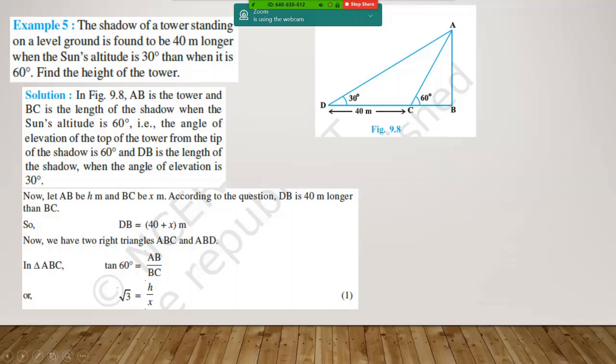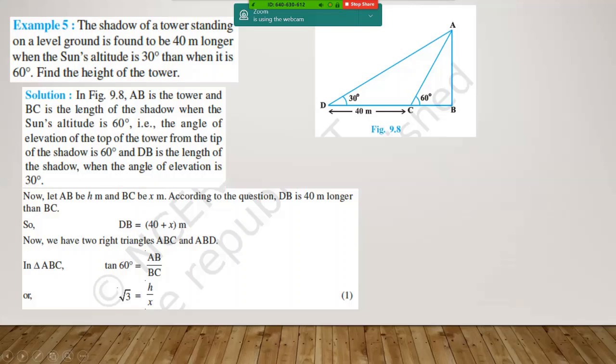So we have to find AB. Okay. So how do we do it? BC is the length of the shadow where the sun's altitude is 60 degrees. Sun's altitude is the angle of elevation of the top of the tower from the tip of the shadow, which is 60 degrees, and DB is the length of the shadow when the angle of elevation is 30 degrees. How do we do the sum?